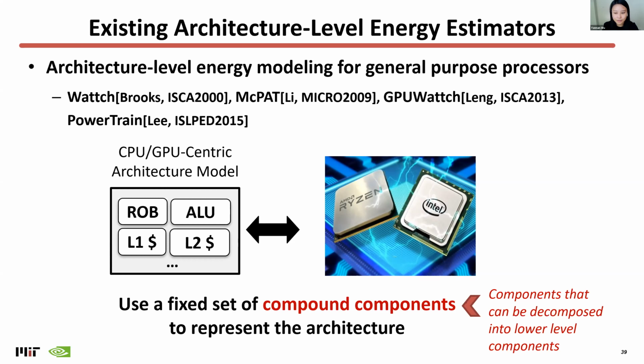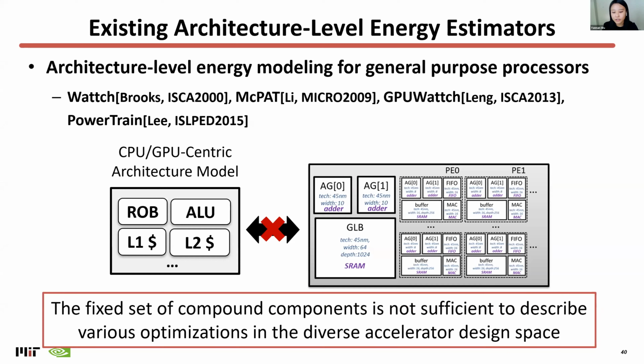In this case, since general-purpose processor architectures are fairly regular, one architecture model can represent a wide range of such architecture designs. However, if we try to match our accelerator design to the existing models, it becomes really hard because our accelerators are specifically optimized for a specific application, and the optimization applied to each accelerator will be different.